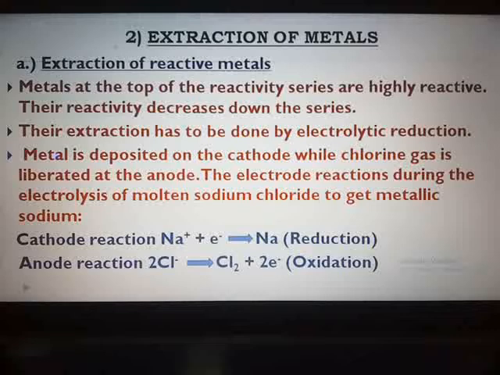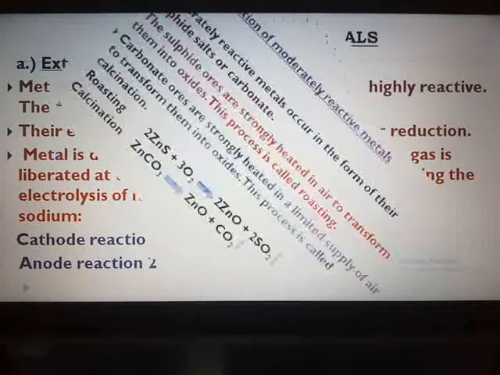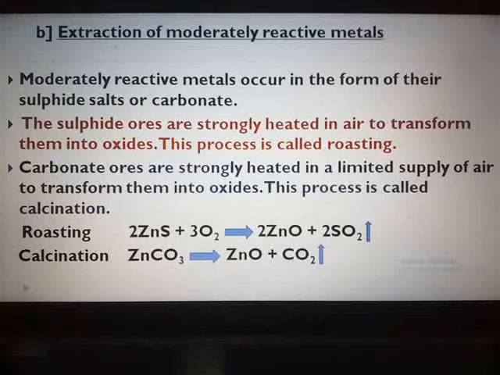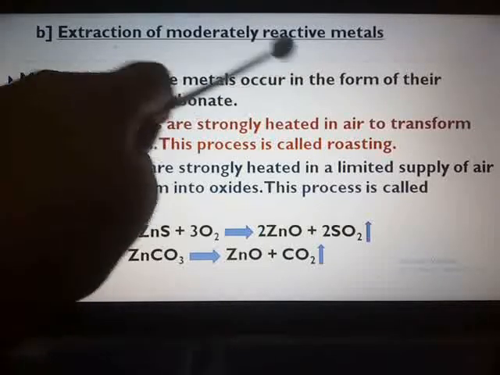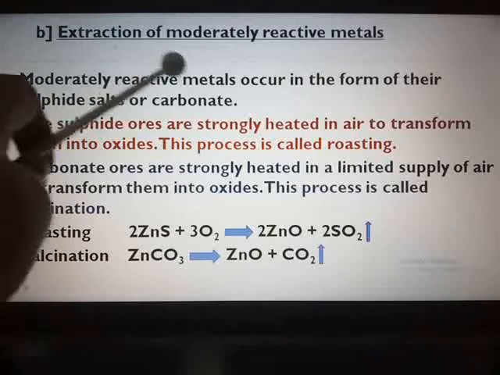Now let us see which techniques are applied in the case of moderately reactive metals. Here you have to be careful. This paragraph can be given in the exam and different questions can be asked on it, or they may ask you to write about the extraction of different types of metals. So the next is extraction of moderately reactive metals. Moderately means medium. The metals in the middle of the reactivity series, for example iron, lead, copper, are called moderately reactive metals, and they occur in the form of their sulfide or carbonate salts.